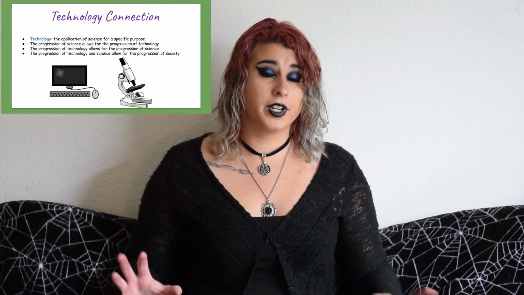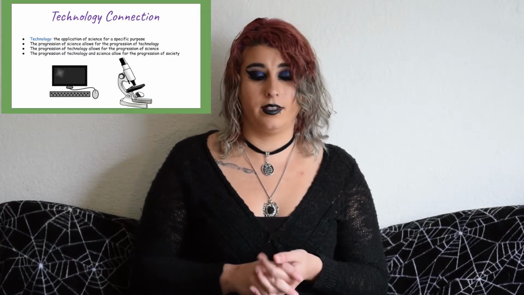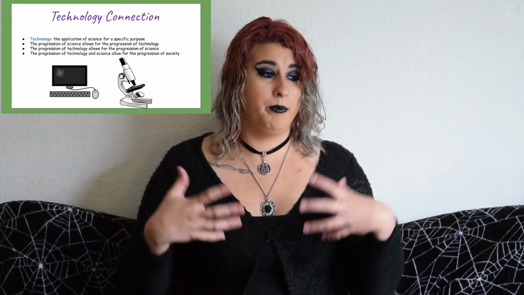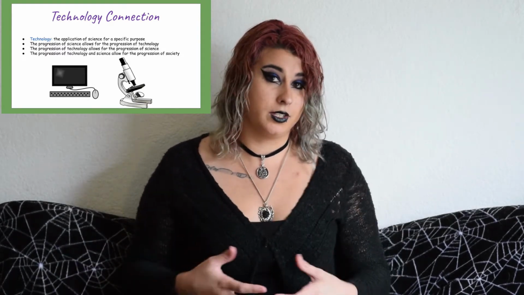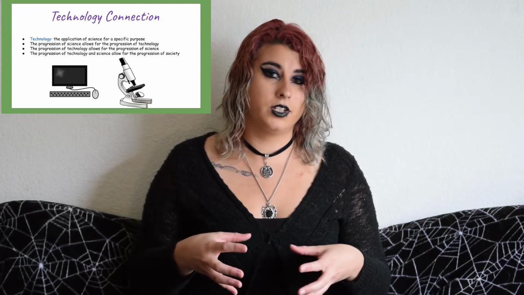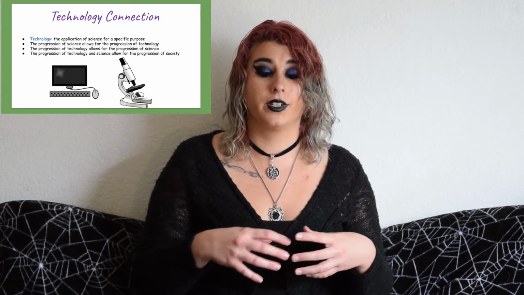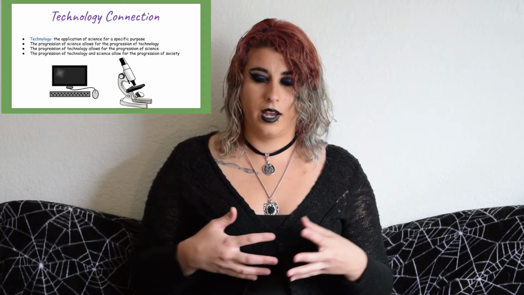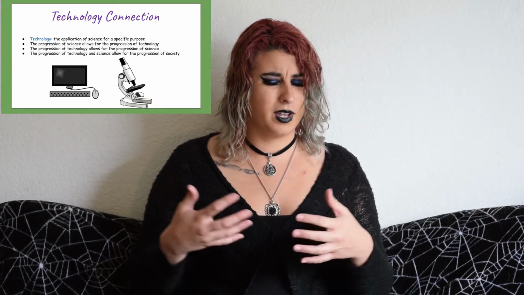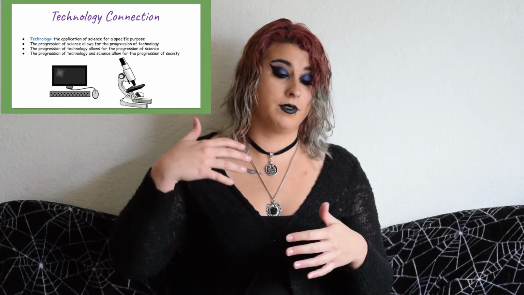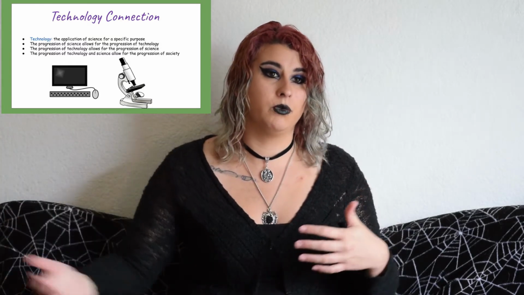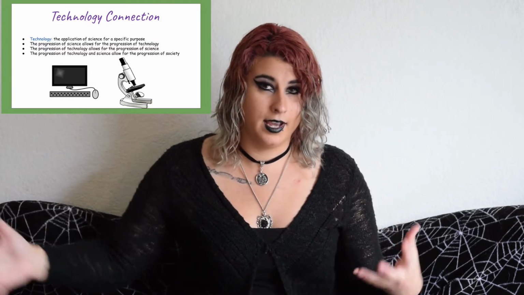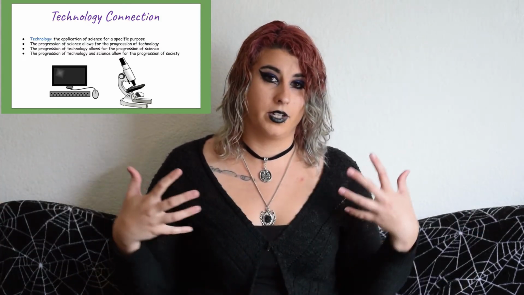The last thing that we're going to touch upon today in this lesson is the technology connection. And this is the biggest way in which science touches everyday life. Now, technology can be defined as the application of science for a specific purpose. And it's kind of like a circular thing almost, like most of science. The progression of science allows for the progression of technology. When you get new technologies, then science can progress again. And as both of these progress, so can everyday life.